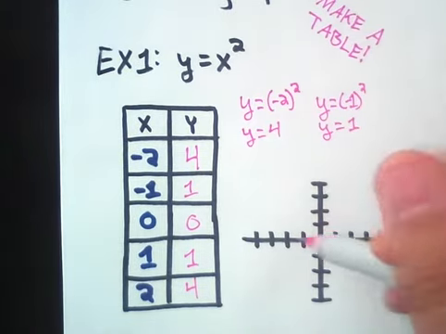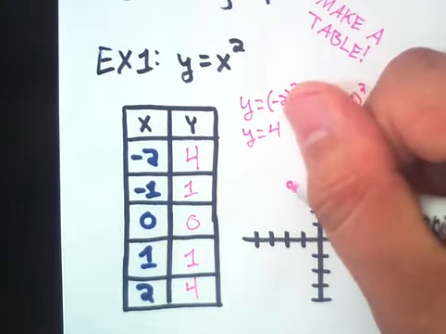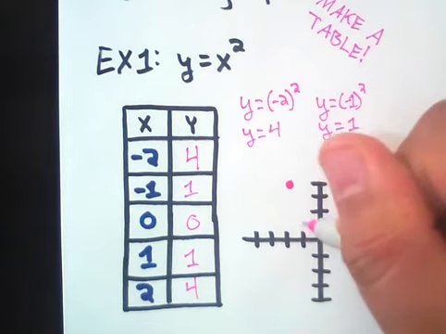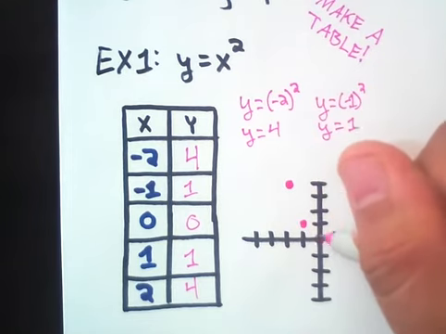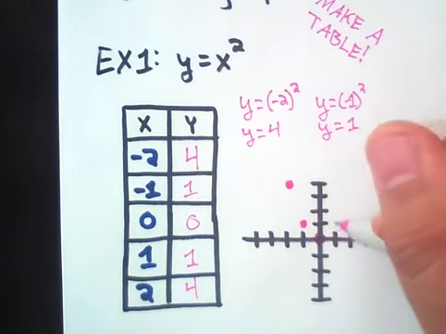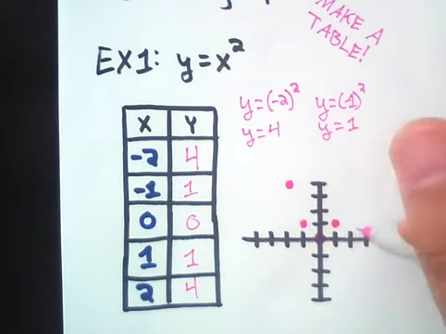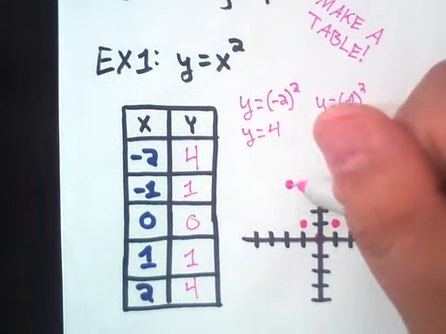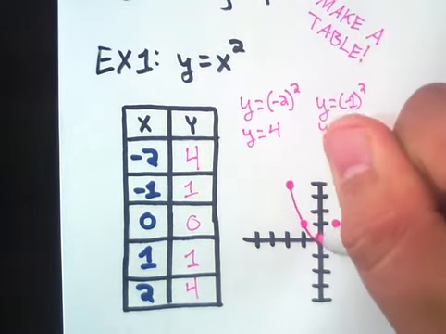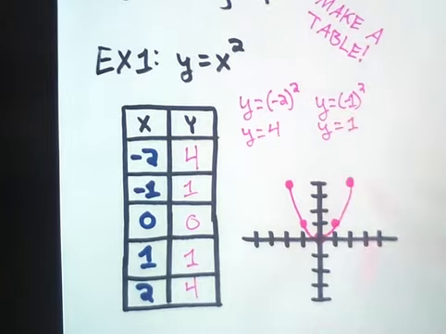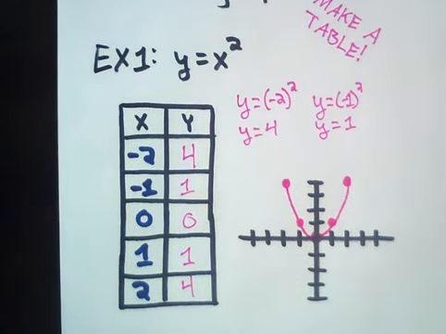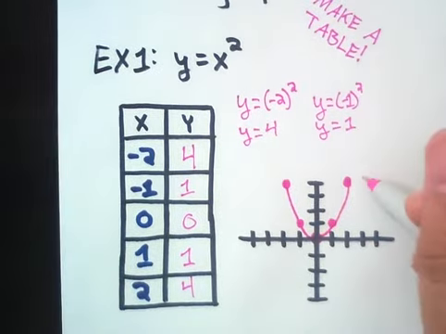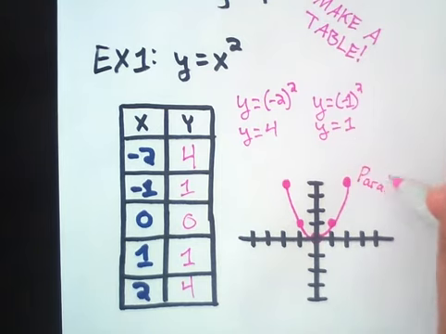So I'm going to start at -2 and go up to 4. Then -1 and 1. Oh, looks like a point at 0, 0. And then 1, 1. And then finish it off with 2, 4. As you can see, this is very different than linear equations. Remember, linear would be y equals x. It'd have a degree of 1. You can see if I were to connect the points like this, it actually looks more like a curve or a U shape. And this actually has a name. It's called a parabola.